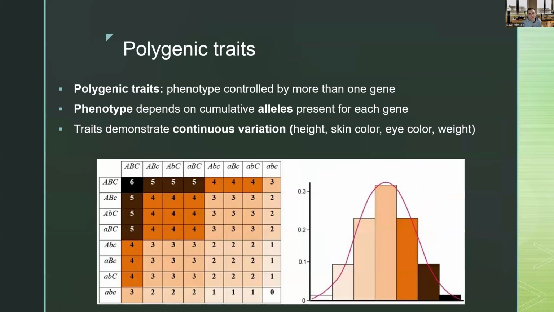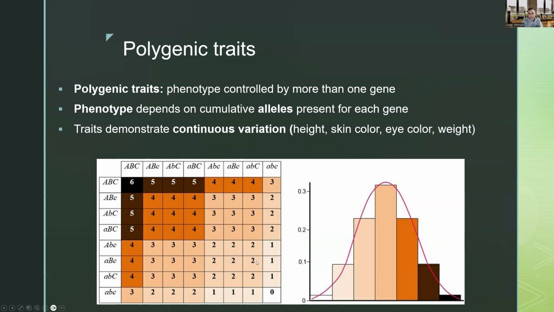Another form of inheritance that I'll touch on is polygenic traits. Polygenic traits are when the phenotype is controlled by more than one gene. The phenotype then depends on the cumulative alleles present for those genes. We tend to refer to these as being inherited along a spectrum. It's also known as continuous variation. It's also one of the reasons why the blending theory of inheritance stuck around for so long prior to Mendel's work, because a lot of traits do appear this way.